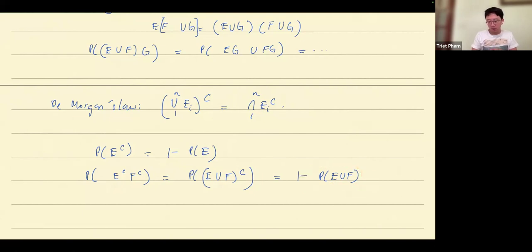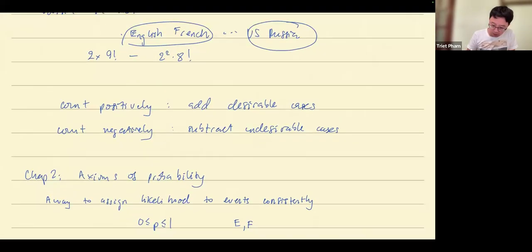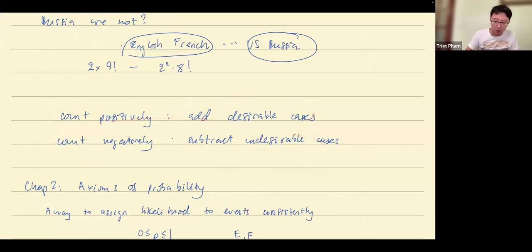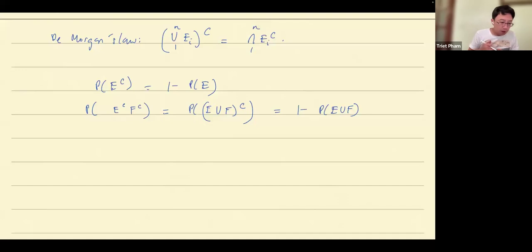And that's exactly what these rules are trying to tell you. The example in the previous chapter was the principle of counting positively or counting negatively. That's exactly what's going on here as well, but under the set language. All right, any question here? Okay.